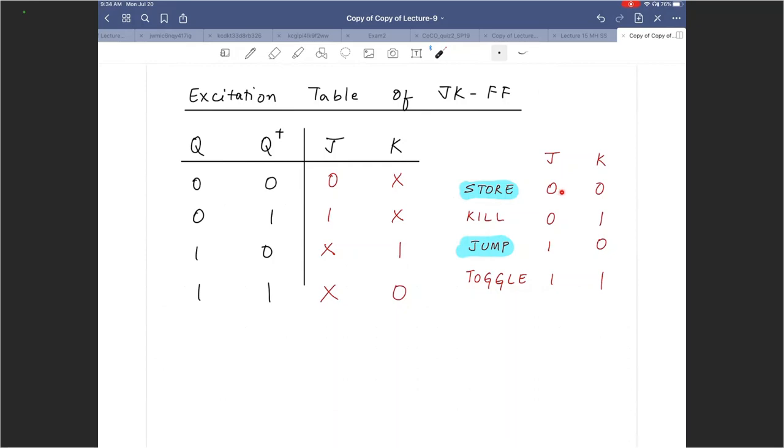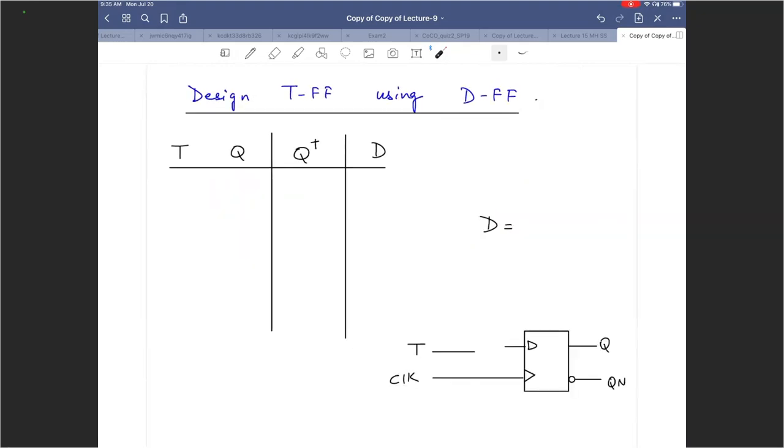J doesn't matter. K has to be 0. J doesn't matter, K has to be 0. All right, so that's how you essentially derive excitation tables using the next state table information.